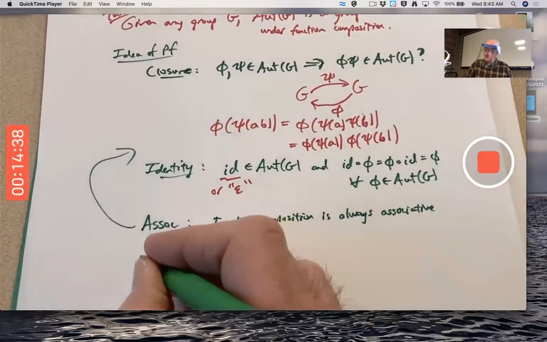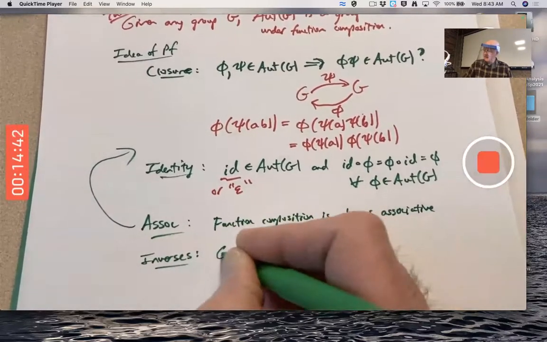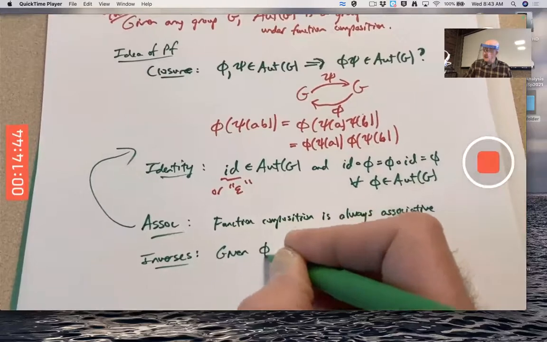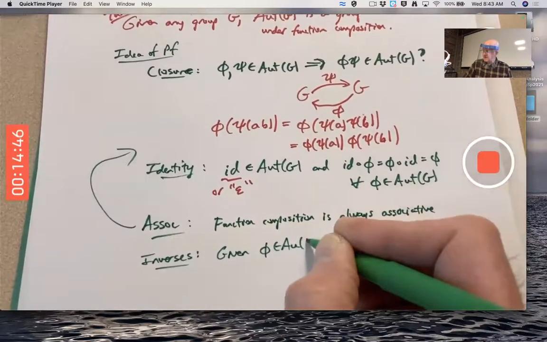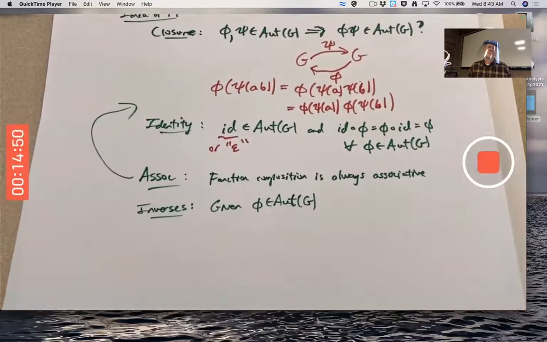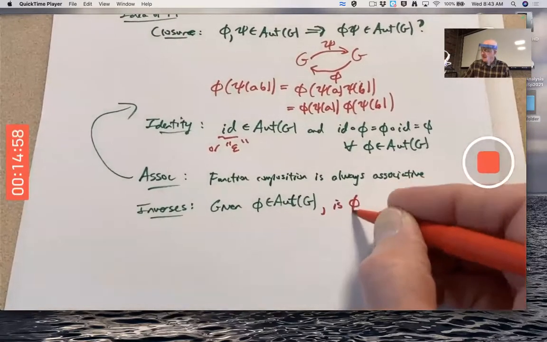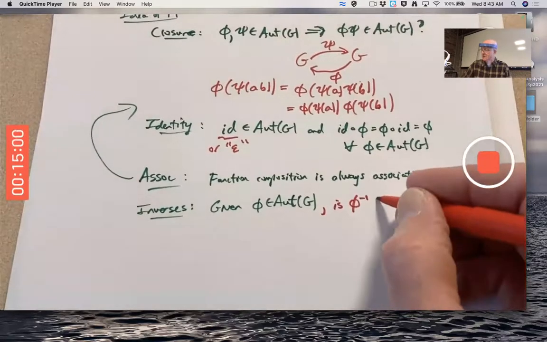And then inverses. Given an element of Aut(G), what is its inverse? It's got to be its inverse function. That's the only possibility. It definitely has an inverse function because it's one-to-one and onto.